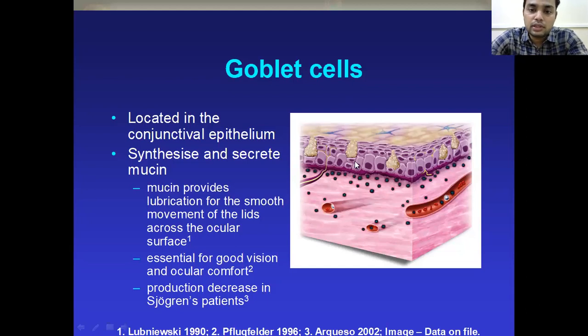So this mucin layer is secreted from the goblet cells. These are the goblet cells which are present in the conjunctival epithelium. This brown colored one is a goblet cell, located in the conjunctival epithelium. These synthesize and secrete the mucin. This mucin provides lubrication for the smooth movement of the eyelids across the ocular surface, and this smooth movement is important for good vision. And in case of Sjogren's syndrome, there is a decrease in mucin production.